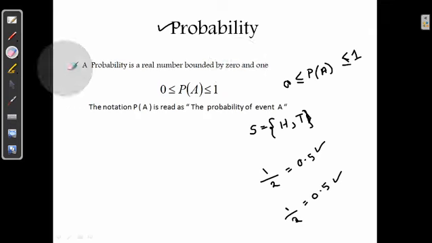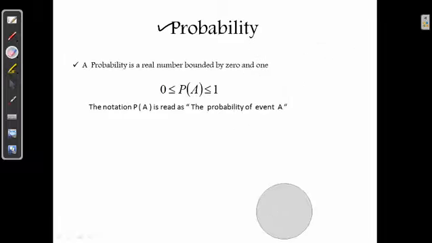Yes, sir. Okay, so this is your first condition. So you'll be reading this. Okay, this is the notation which is used for probability. P of A is read as what? Probability of event A. Okay, probability of event.